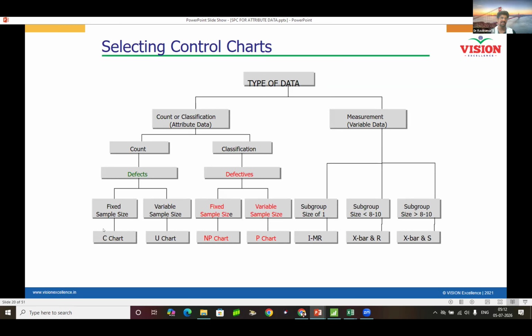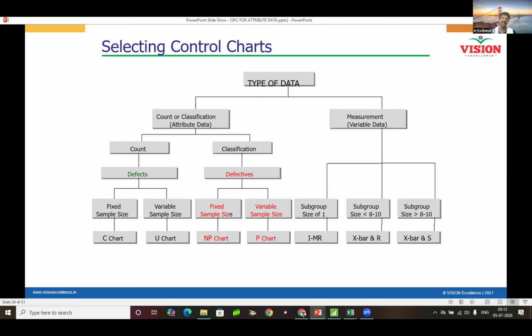For defects, you have two types of charts, C and U. C is for fixed and U is for variable. When the samples you are inspecting are going to change, going to vary, and not remain the same every time, you go for the U chart.